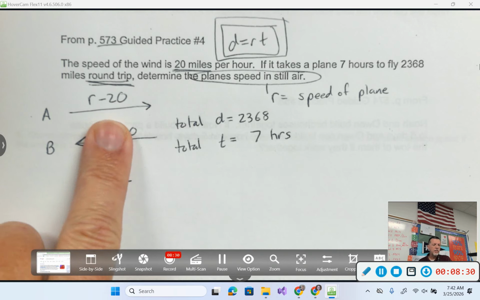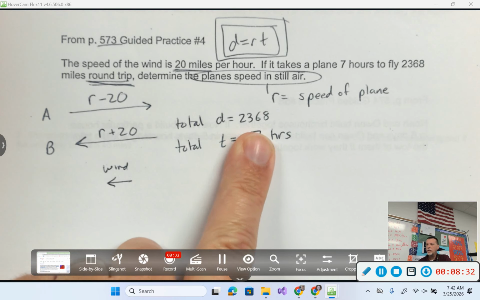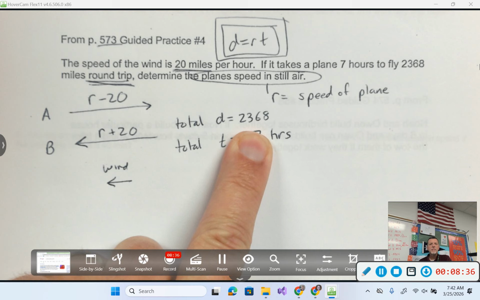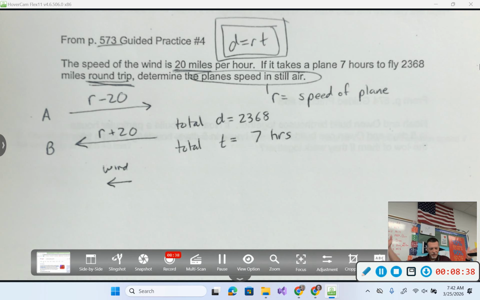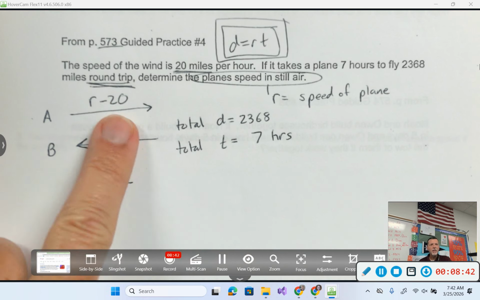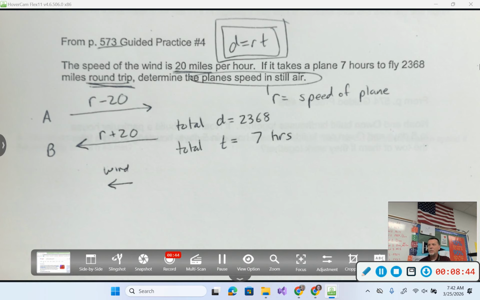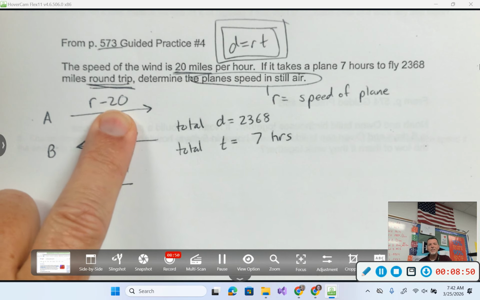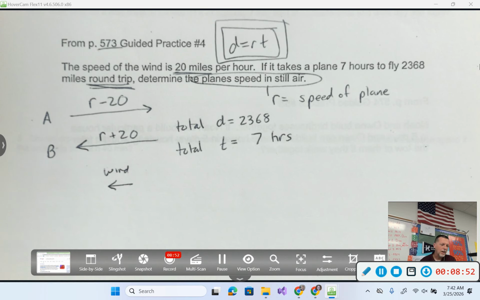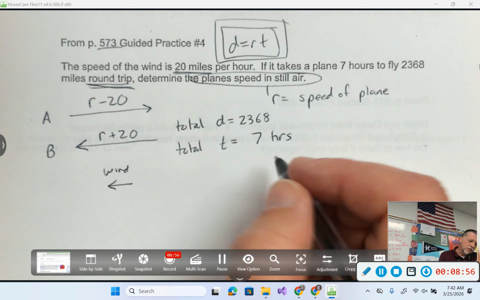Is the distance for each path half of 2368? Yeah, because like the cities didn't move, like they're fixed. Is the time 3.5 for each? No, that's where some people get mixed up. They're like, oh, it's there and back, so 3.5 hours each way. You're like, no, it's slower getting there and faster getting back. So, let's see. Our total time is 7 hours.